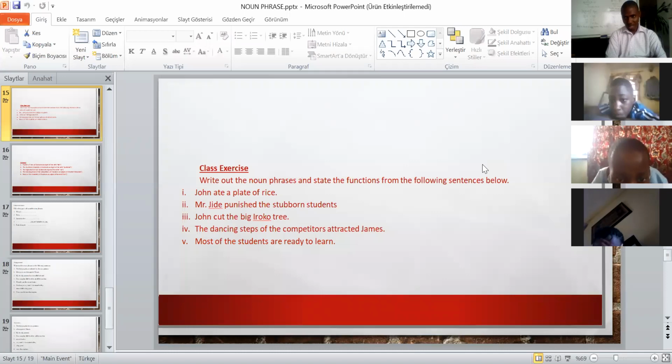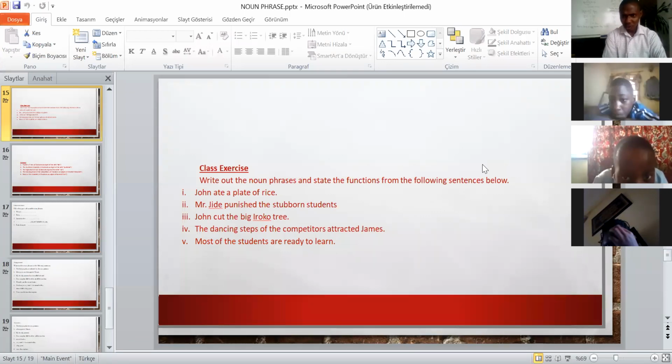Okay, let's take question 3. John cuts the big Iroko tree. So what's the grammatical name of, or just write out the noun phrase. Write out the noun phrase in question 3. What is the noun phrase in question 3? The big Iroko tree. That's correct. The big Iroko tree, yes.